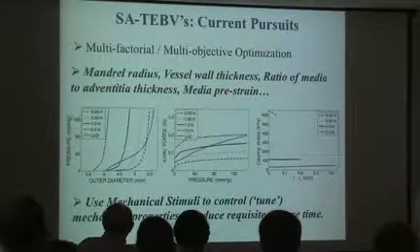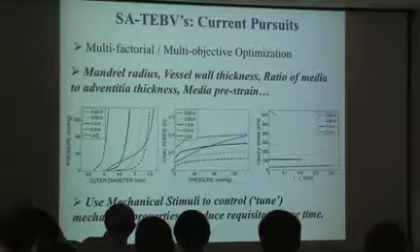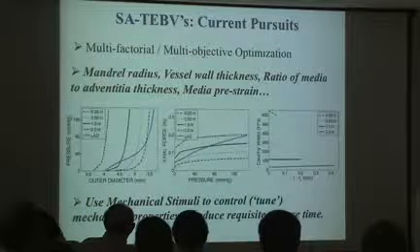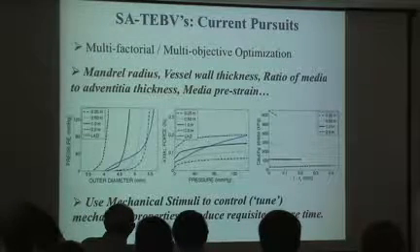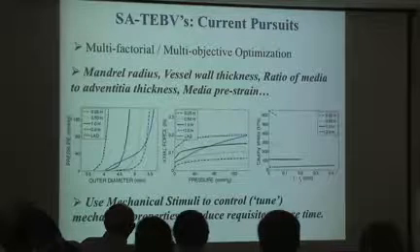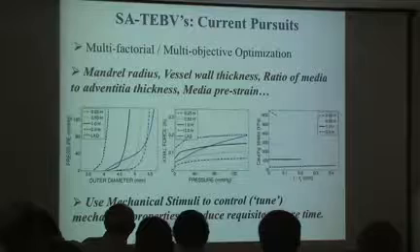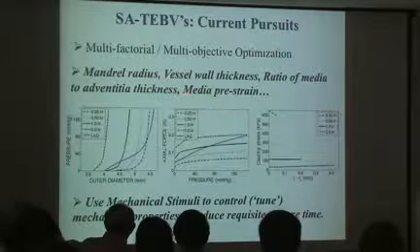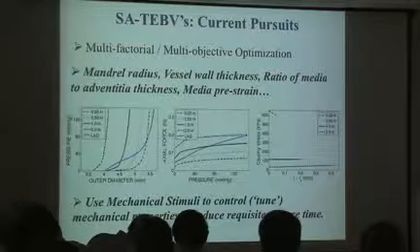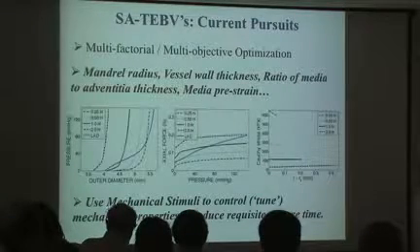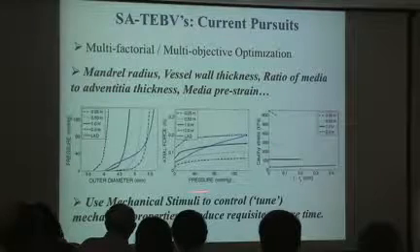Something we're working on right now is whether there are ways to fabricate these things a little bit differently. Can we change the geometry, say the ratio of the medial thickness to the adventitial thickness, or the ratio of the total thickness to the inner radius, or some others, the medial pre-strain? Can we introduce a pre-strain in the media, or a pre-strain in the adventitia, for that matter? This is just one example of a parametric study.